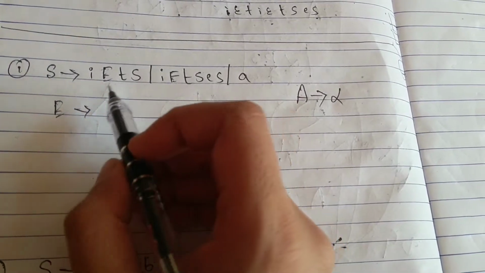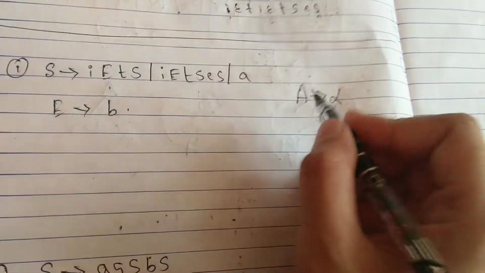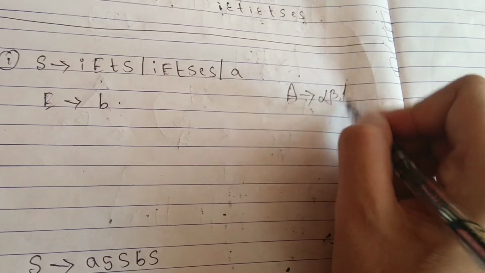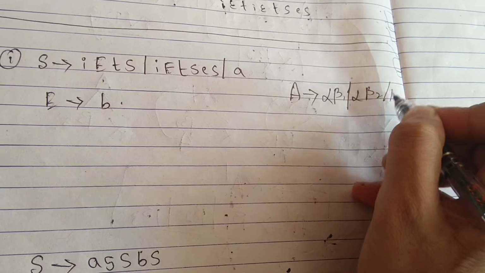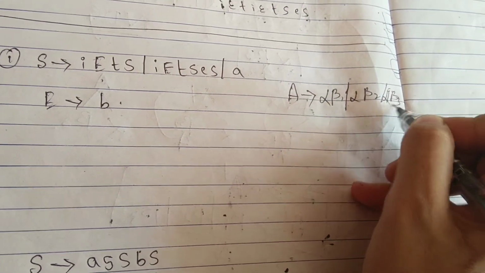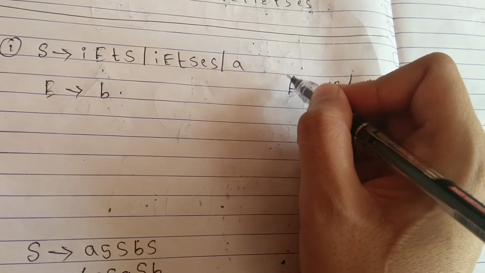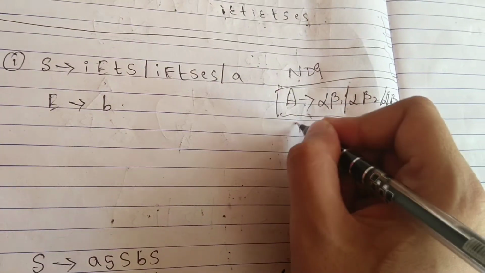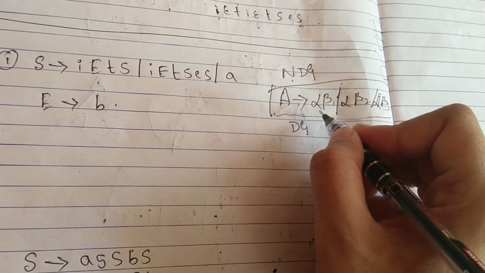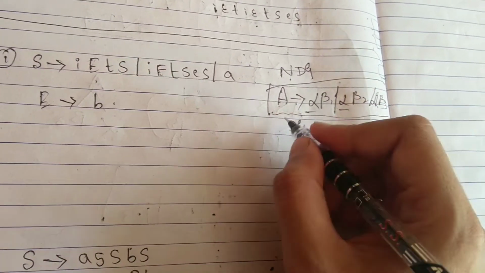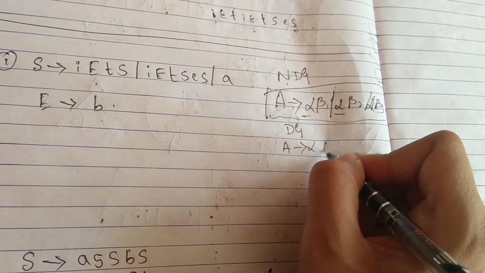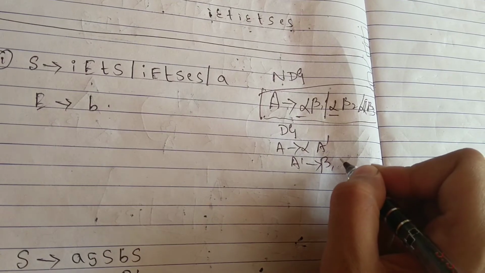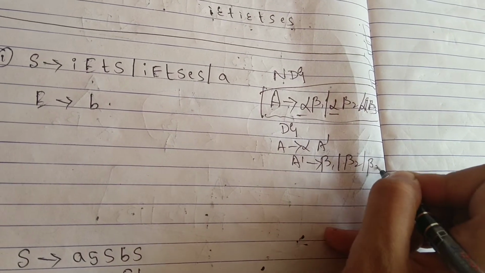See the example of left factoring. If you have a grammar like this, A tends to alpha beta 1 or alpha beta 2 or alpha beta 3. Now how do I remove it? This is a non-deterministic grammar. We need to convert it into a deterministic grammar by removing the common prefix. So now how did I do it? A tends to alpha A dash, where A dash tends to beta 1 or beta 2 or beta 3.